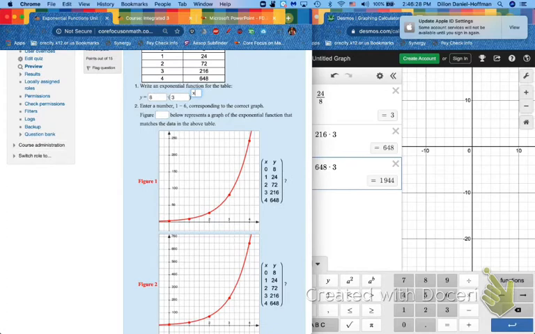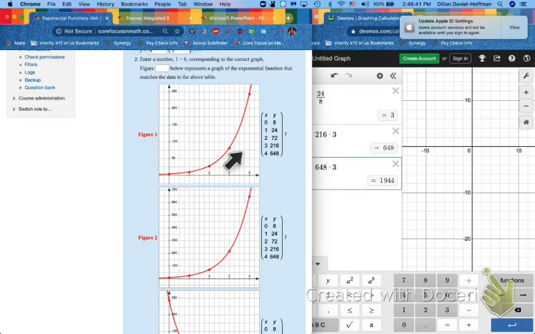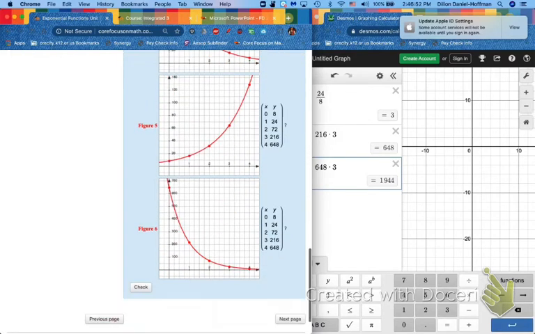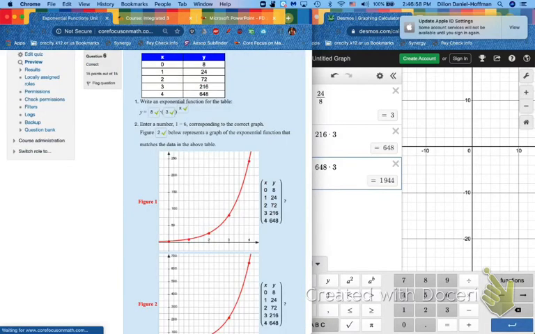And then we match up the graph. Our numbers are going up from low to high. So that means from left to right, it starts low and gets higher. We want one that's 648. You know, like this one's a little less than 650. It's probably this one. 3 is 216. Yeah, it's figure 2. So you type whatever number you got there and hit check. When you get that right, you're 60% of the way done.